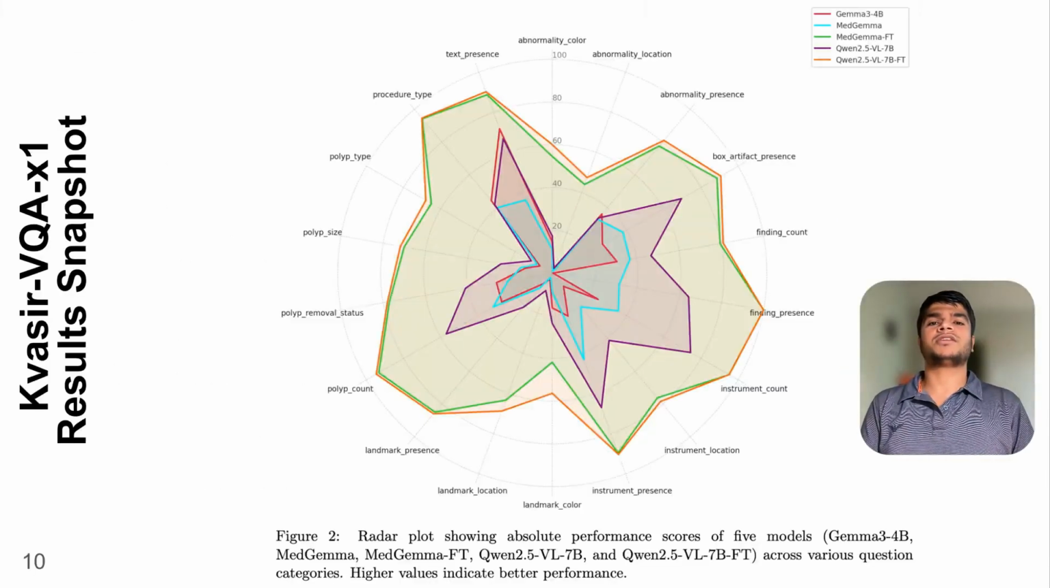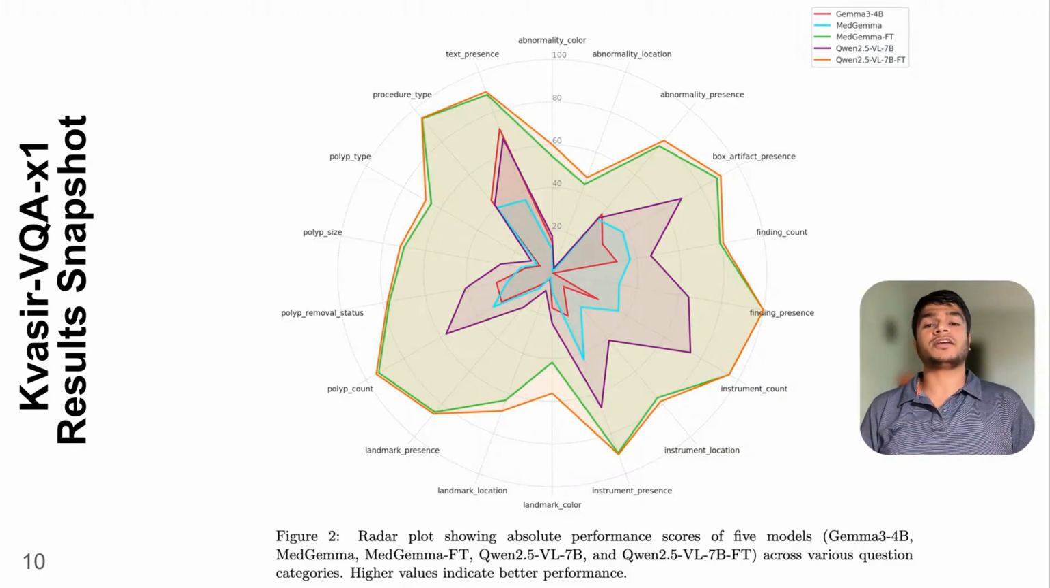The performance was evaluated across 18 different question categories, each marked as an axis in this radar plot. We have five different model variants here. So let's see. In the innermost, we have red color, that is for the Gemma 3 4 billion model. It has the worst performance. And the light blue color is MedGemma. It has a bit better performance than Gemma 3, but not that good. Although it was a model released by Google for medical tasks, it didn't do well.